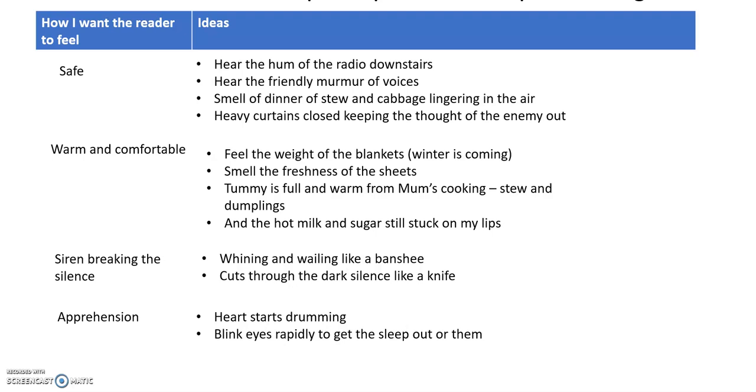Okay, so when you've finished, make sure that you check that you've got enough of those features that you put in your plan. Now, these do not need to be actual sentences here. These are your ideas. So in the next lesson, you will be putting these ideas together to write a paragraph, and we'll work on that in the next lesson.